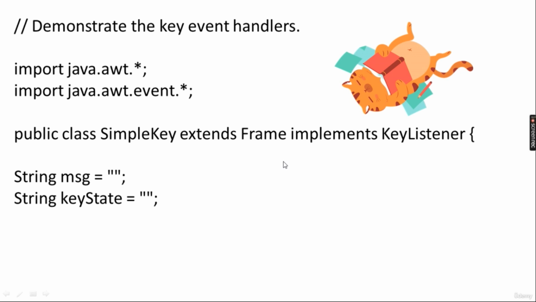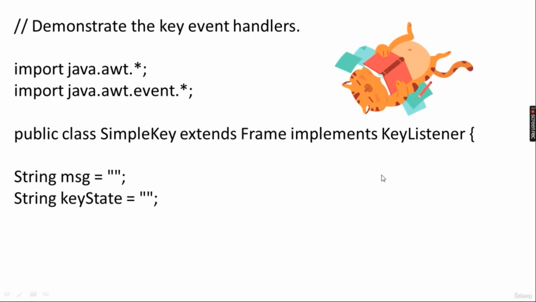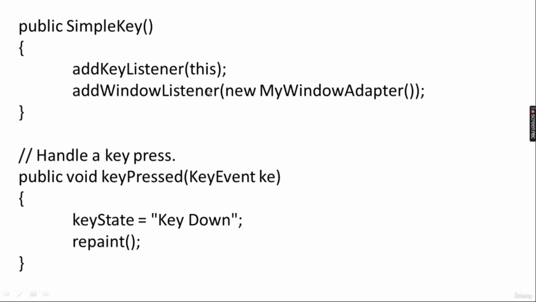So we are creating a simple key class which extends Frame and implements the KeyListener. Here we are creating message and key state. The method simple key is generated. Public SimpleKey, which is a default constructor. Here we are adding key listener and adding window listener. This is provided because this is a key listener, so we can directly provide this over here as an object.